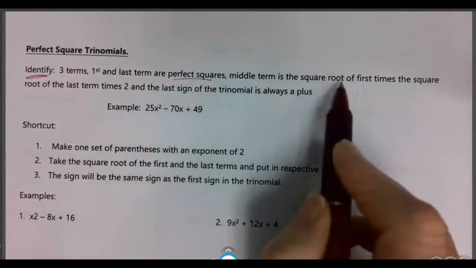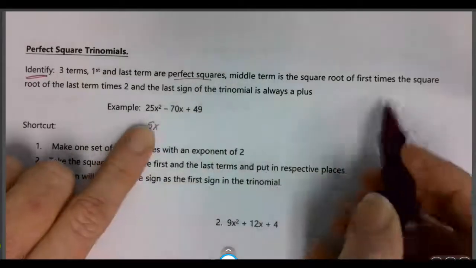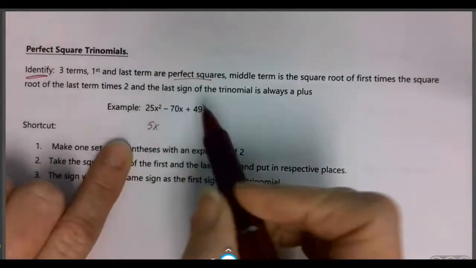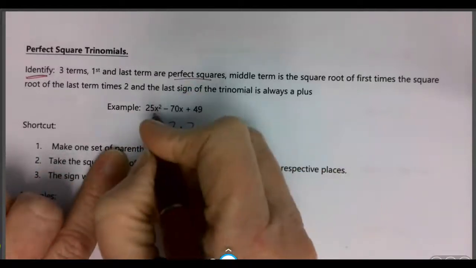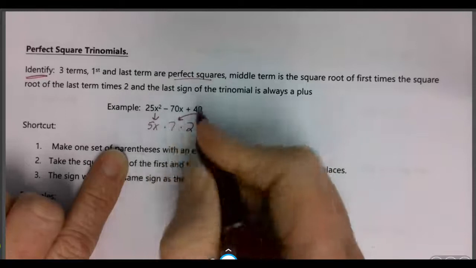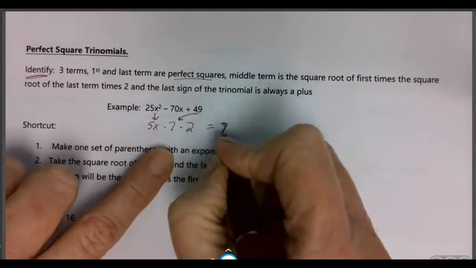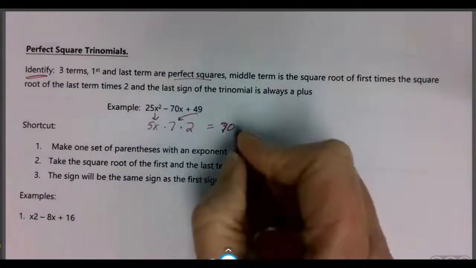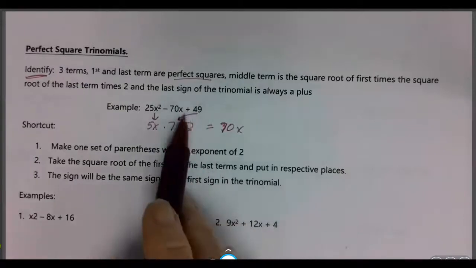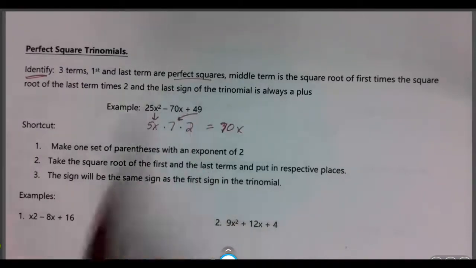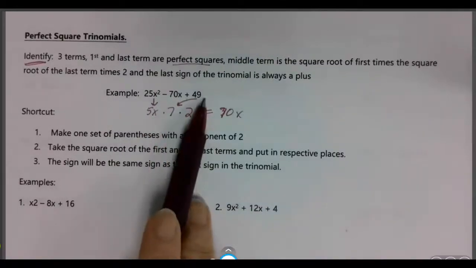Okay, now this is what you have to pay attention to. The middle term is the square root of the first, 5x, times the square root of the last, 7, times 2. So I have to take the square root of the first, square root of the last, times 2. That's 35 times 2. That's 70x. So this is a perfect square trinomial. Oh, and this sign always has to be plus. Okay? Now to factor is really easy. Identifying is the hard part on this one.